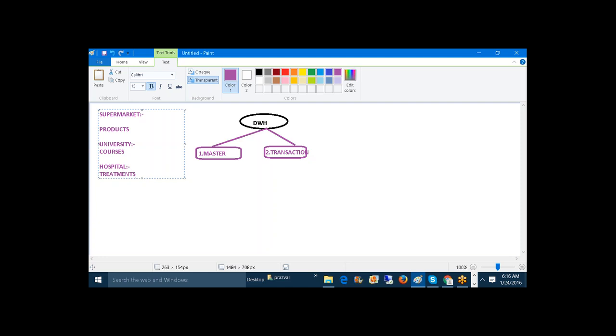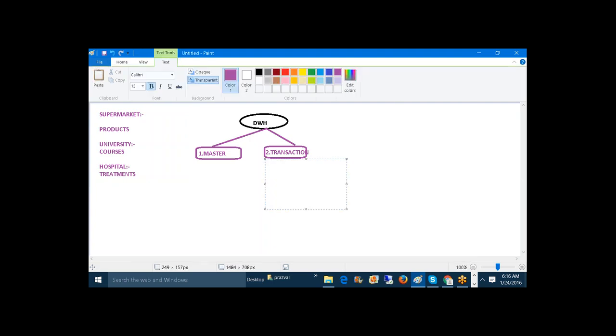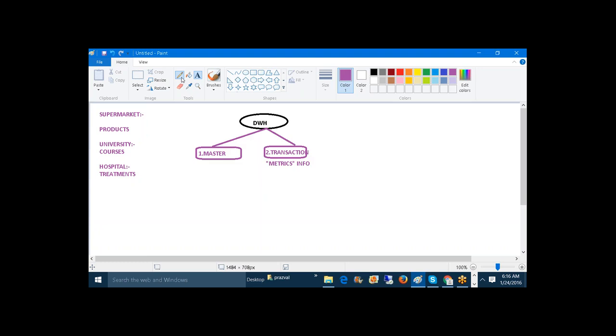Next, what about the transaction table? The transaction table stores the metrics information. So what are metrics? Metrics are nothing but the measuring points of the business. As the master table stores the business information, if we want to measure the performance of the business, then we have to make use of these metrics.